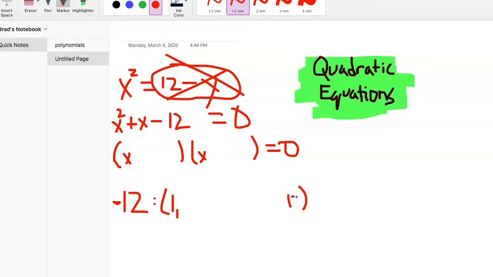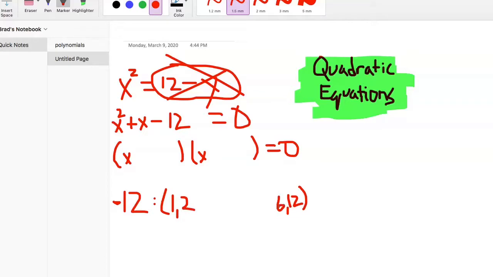Right, and since it's a negative, it's not going to be two positives, and it's not going to be two negatives. We know it's going to be one positive and one negative, right? So for example, negative 1 times negative 12 equals 12, right? But negative 1 times positive 12 is negative 12. So we know it's going to be one positive, one negative. We just aren't sure about the details.